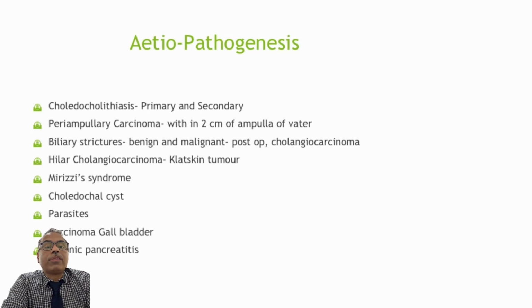Another important cause of obstruction to extrahepatic biliary system is biliary strictures. Now these biliary strictures could be benign biliary strictures or it could be malignant biliary strictures like cholangiocarcinoma. One of the classical example of a benign biliary stricture is a post-op inadvertent injury to common bile duct, which may not be recognized at the time of surgery, but subsequently over a period of weeks or months, the patient would come with features of obstructive jaundice.